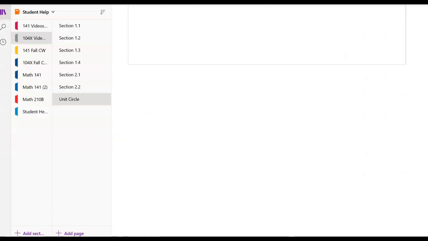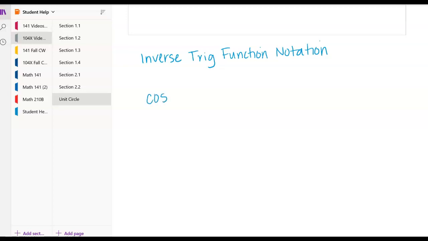What to do is introduce a new form of notation, which is called the inverse trig function notation. If I want to think about, let's say, the cosine of 30 degrees, the cosine of 30 degrees is the square root of 3 over 2.